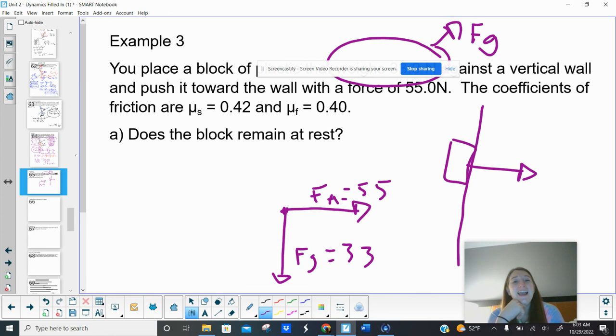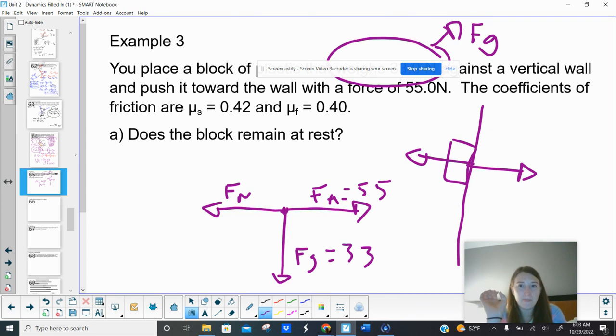Now, if my surface is like this, the normal force is always perpendicular to the surface. So where should the normal force point? Well, the normal force is actually going to point outwards now because that is perpendicular to the surface. Then there is friction here between the wall and the block.